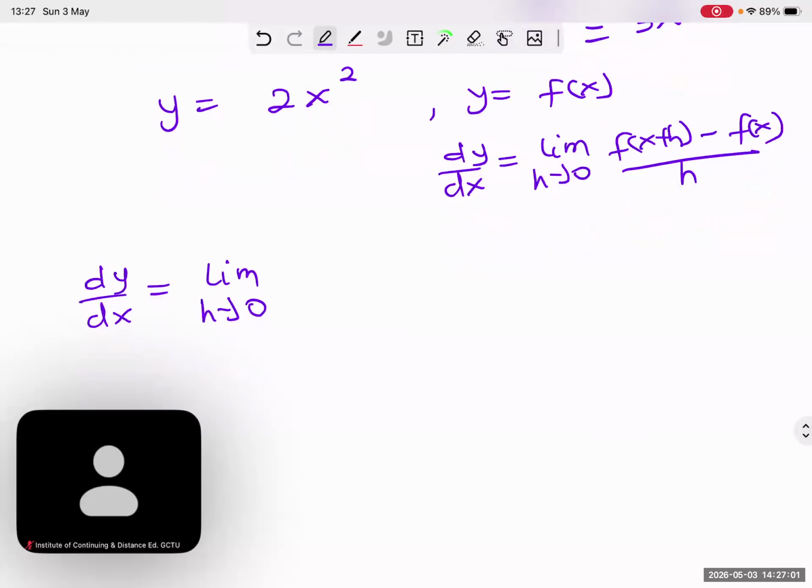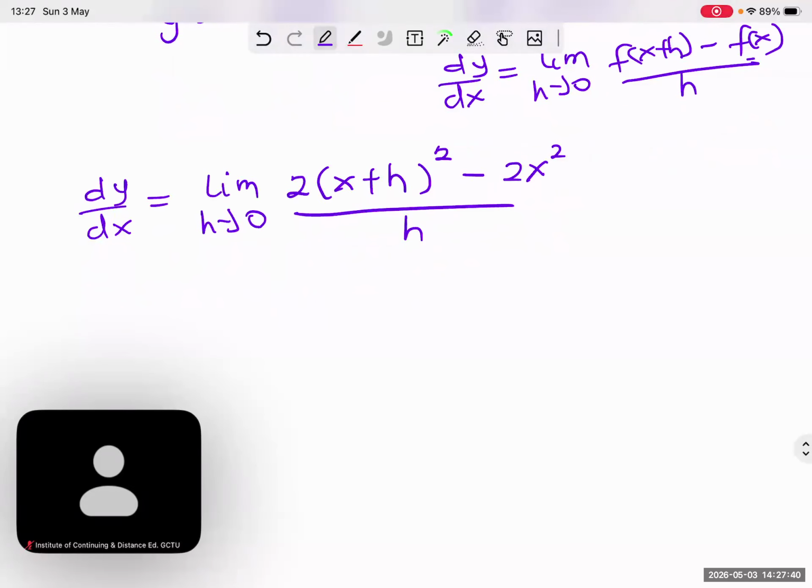So from the first part, we are going to have a 2, there's no x, but the x is here. So I'm going to open a bracket and put the x plus h there. But the x is not alone. There's a power on top of the x, so I'll have 2 there. Minus, the second part of the formula is f of x, which is the original function itself. So to put that in here, I'll have minus the original function, 2x squared, all over h. Then the next step is to simplify.